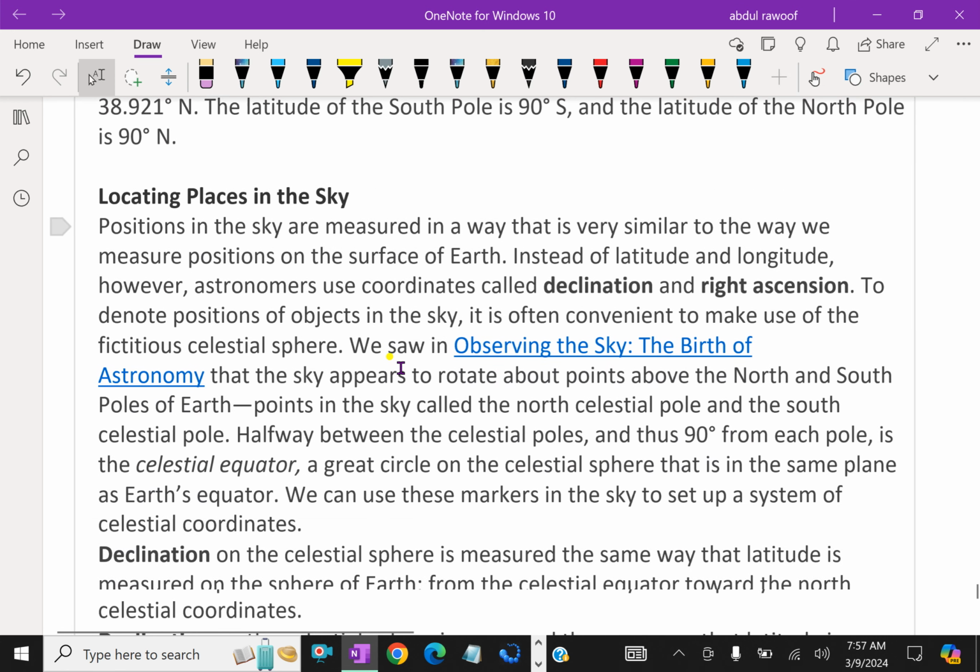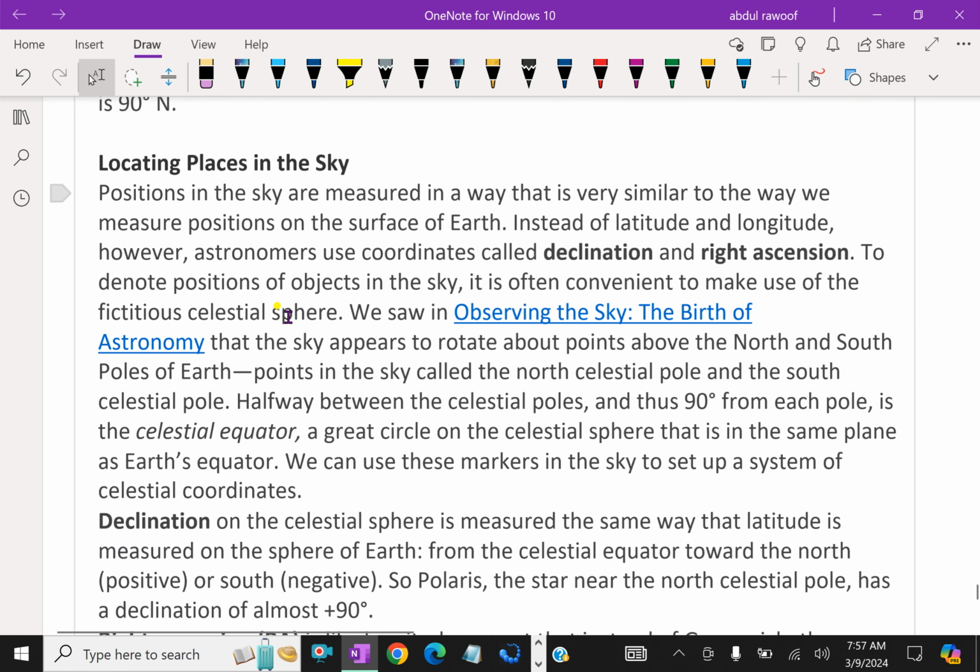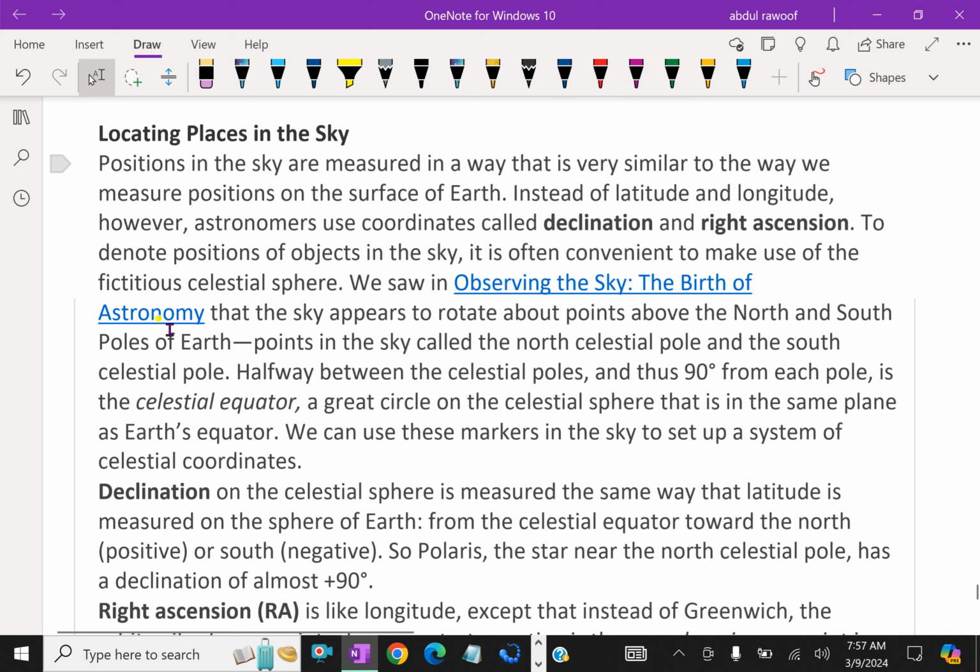Now, next is locating places in the sky. Positions in the sky are measured in a way that is very similar to the way we measure position on the surface of Earth. Instead of latitude and longitude, however, astronomers use coordinates called declination and right ascension to denote the position of an object in the sky.